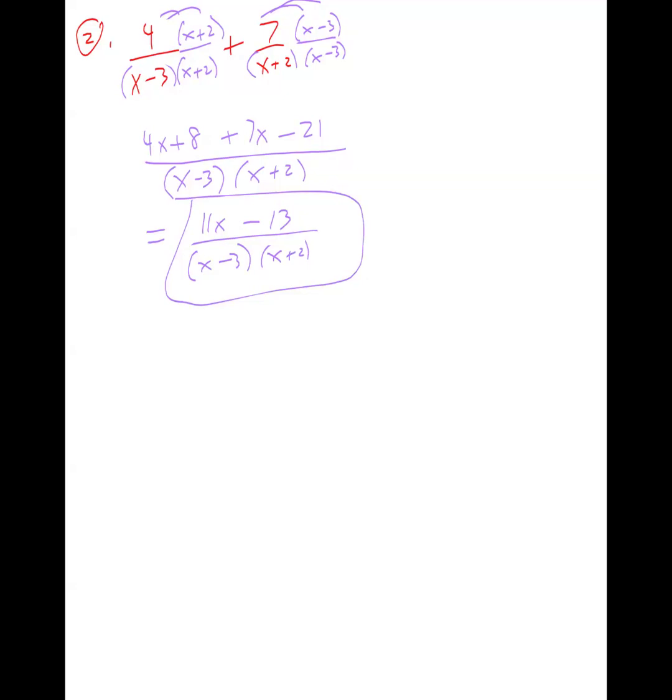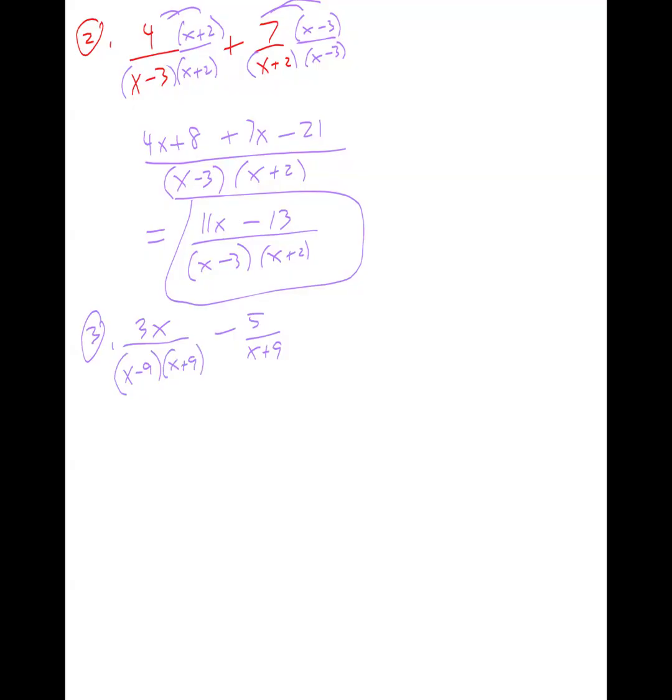Next, number 3. 3x over x squared minus 81 minus 5 over x plus 9. But I'm going to erase the x squared minus 81 and change it to be factored out. That's the first thing you should do. It factors to be x minus 9 times x plus 9.